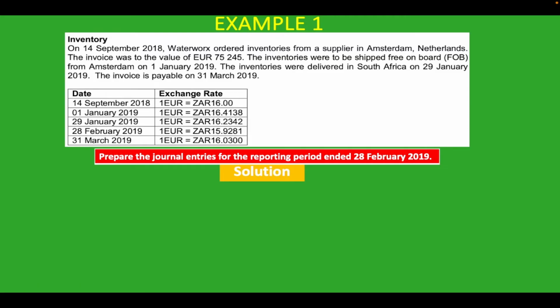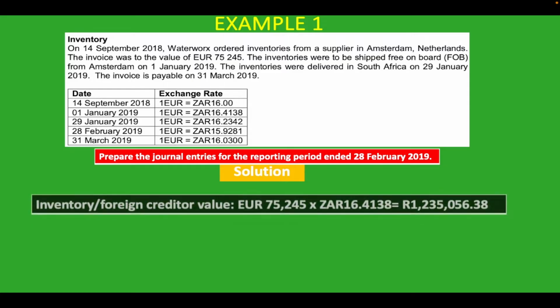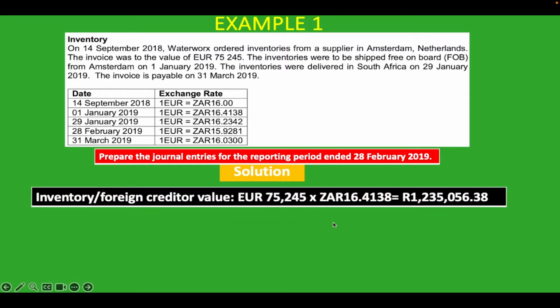So what do we need to do? We need to take 75,245 euros multiplied by 16 Rand 41 cents to get the full value of our inventory in Rand amount. And that's exactly what we're going to do. 75,245 euros multiplied by 16.4138 gives us a total value of 1,235,056 Rand 38 cents. That is what we're going to record. So what are we going to debit?